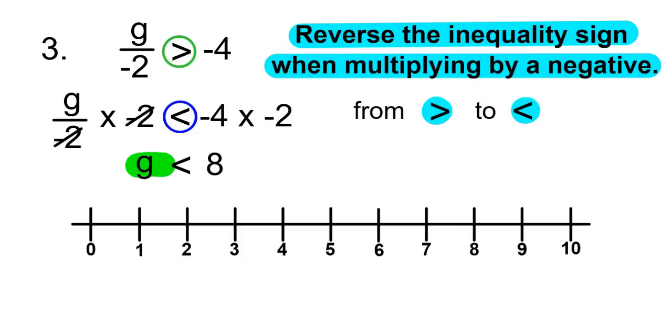Plot the 8 on the graph. This time, use an open circle, as g cannot be equal to 8, and put a line to the left as g has to be less than 8.